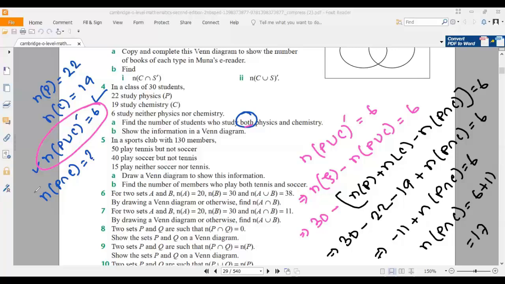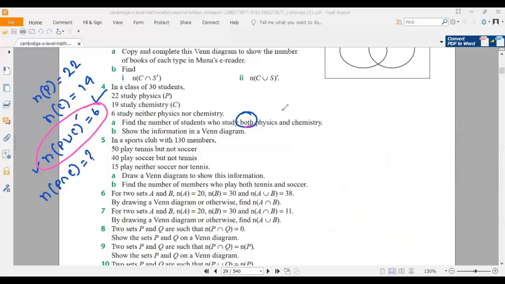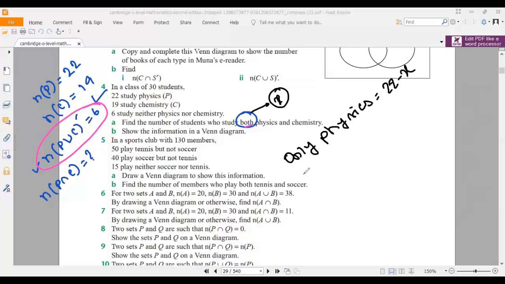Now, I want to show you another method. If I want to say the number of students who study both physics and chemistry, that will be X. Then only physics, the number of students will be 22 minus X. If I want to say only chemistry students, that will be 19 minus X. So only physics is 22 minus X, only chemistry is 19 minus X.